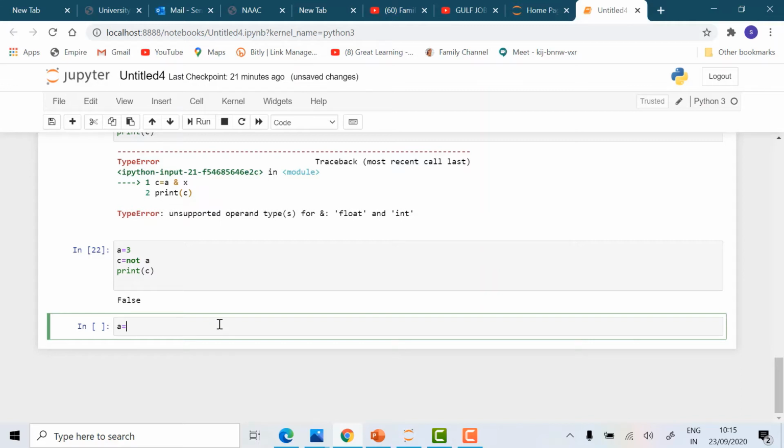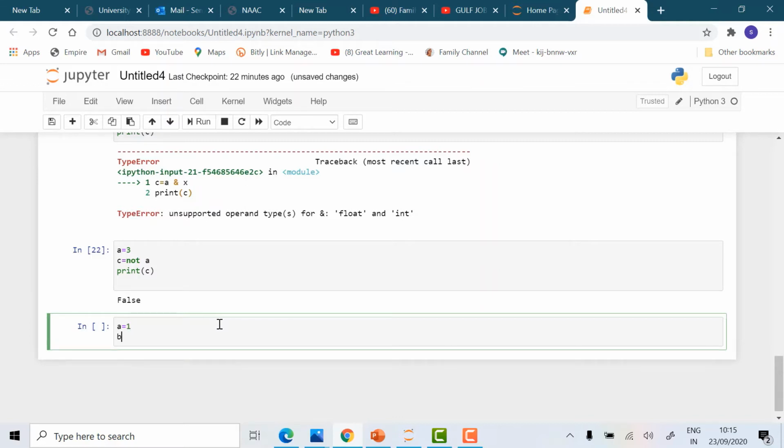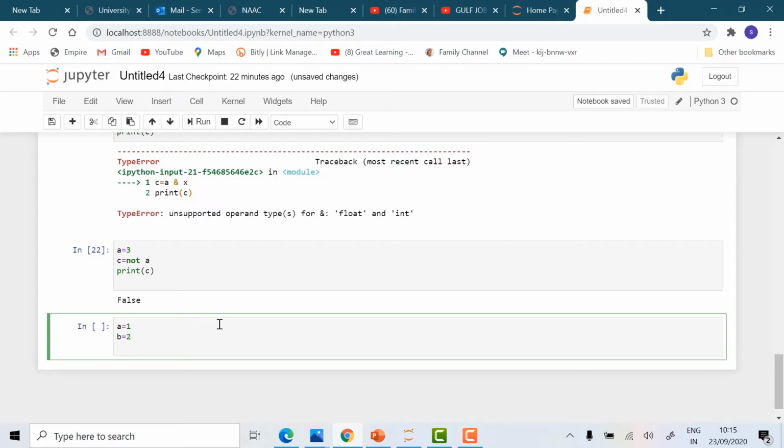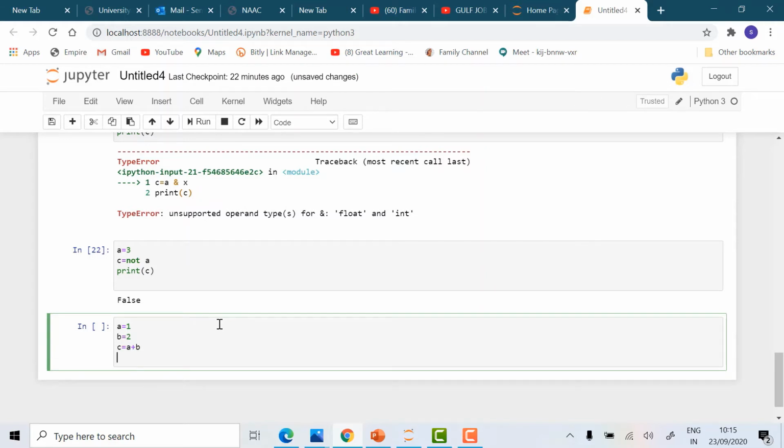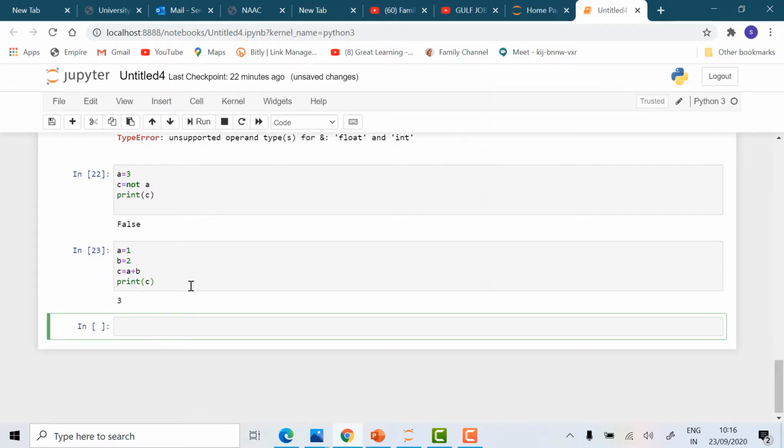First, let us use the arithmetic operation. A equal to 1 and B is equal to 2. I'm putting C is equal to A plus B. Type print of C. Then I click the run button, and you get the answer.